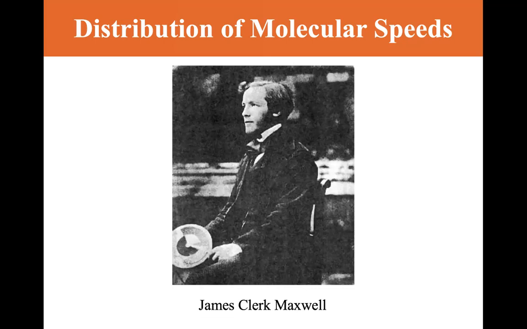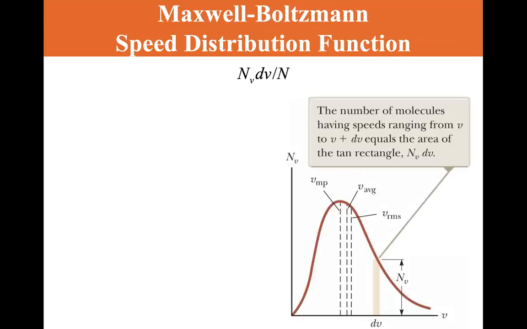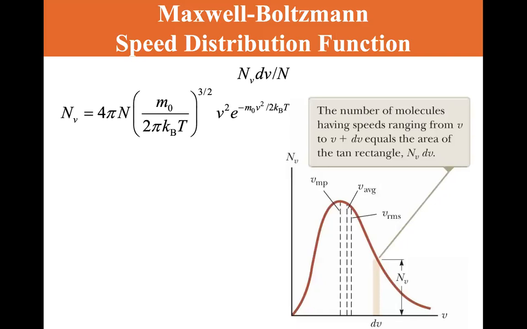And we have what is known as the Maxwell-Boltzmann speed distribution function, shown here as N_V. From this we see the V_RMS that we've been working with. There is a V average, which is right here, and this other is V most probable. The number of molecules having speeds ranging from v to v plus dv equals the area of the tan rectangle, N_V dv. So that's this here.